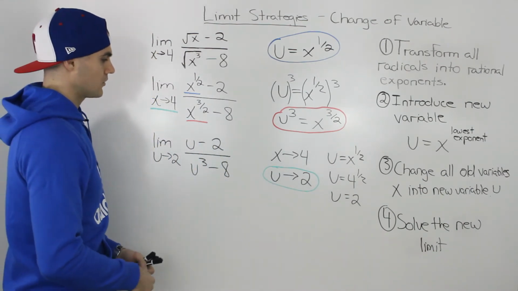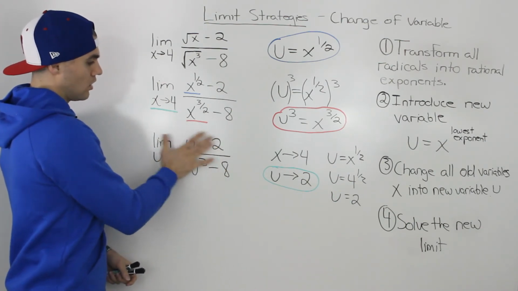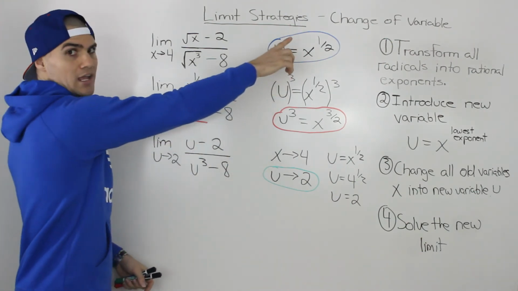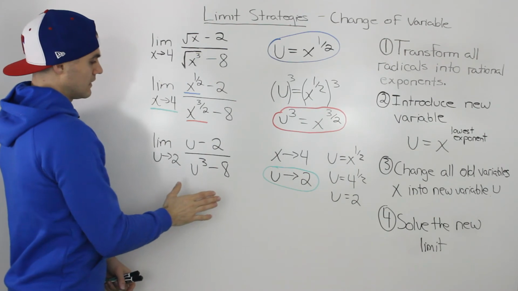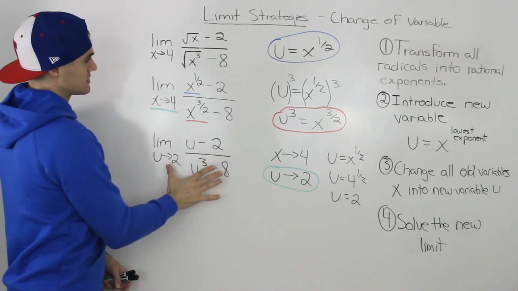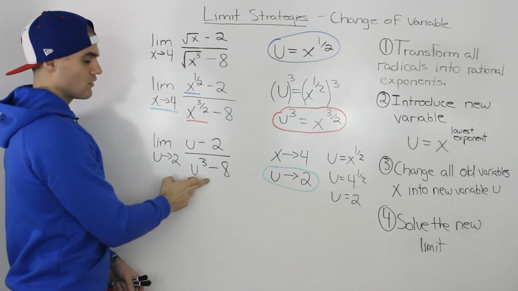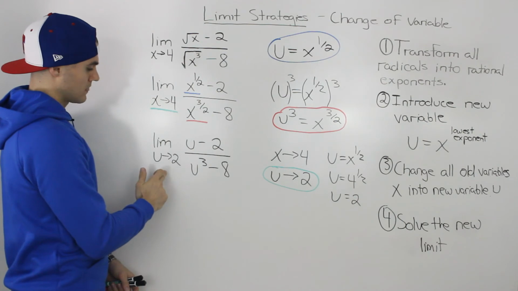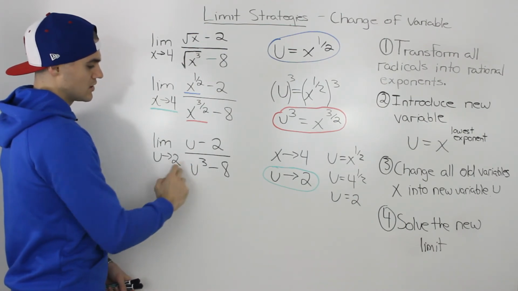So a couple things to notice. First thing, notice how our new limit is all in terms of u. There are no more x's left. Hence, we change the variable. So that's where the name comes from. And also notice how this limit is a lot nicer to work with than this one. There are no more rational exponents, and we can solve this limit with factoring because we can't make a direct substitution for the u variable as 2 because the denominator will be 0.